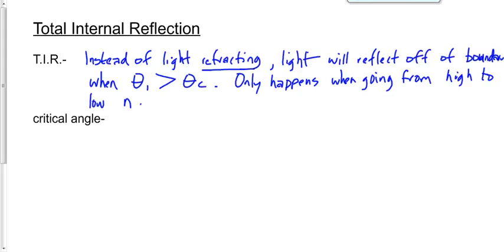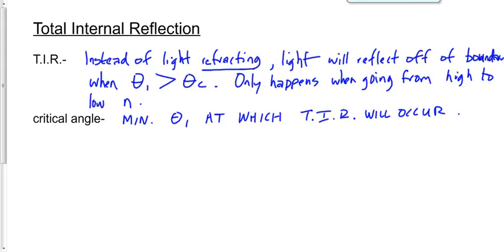What is that critical angle? It's the minimum angle, the minimum theta 1, the minimum angle of incidence at which total internal reflection will occur. Anything above that angle, reflection occurs. Anything below that angle, refraction occurs.